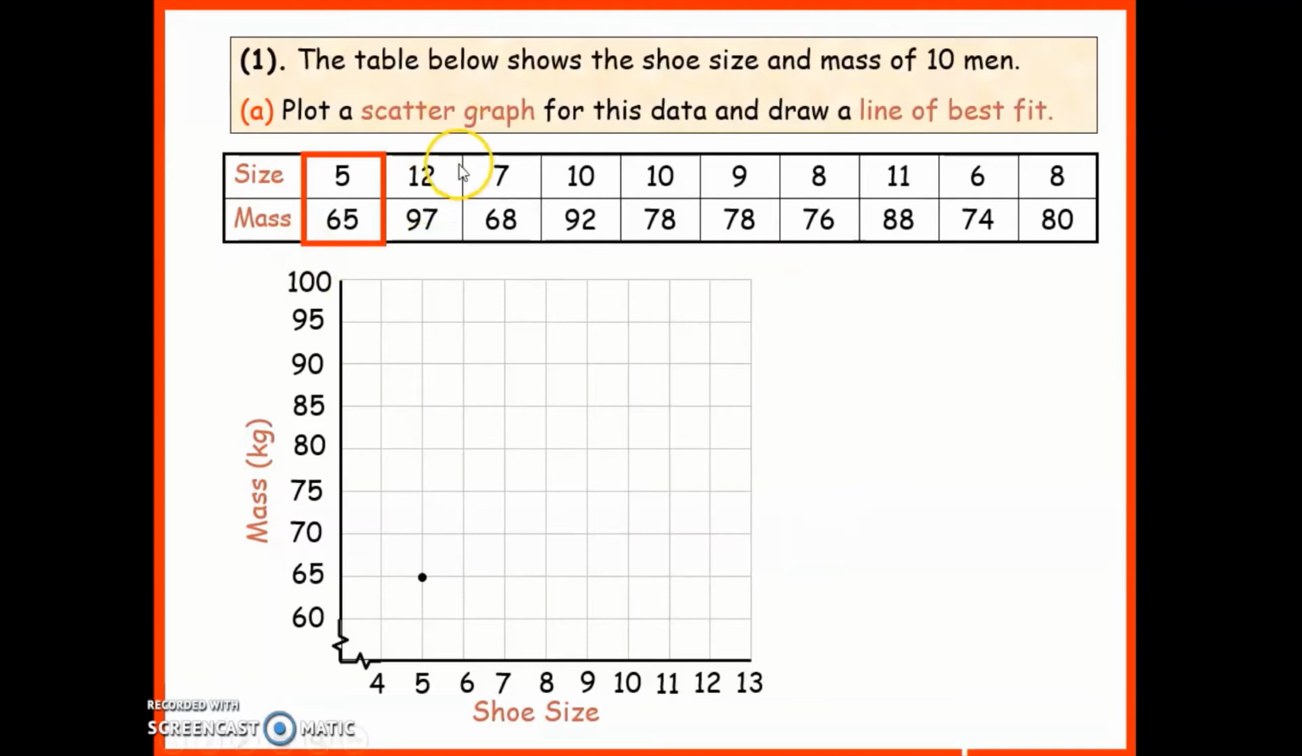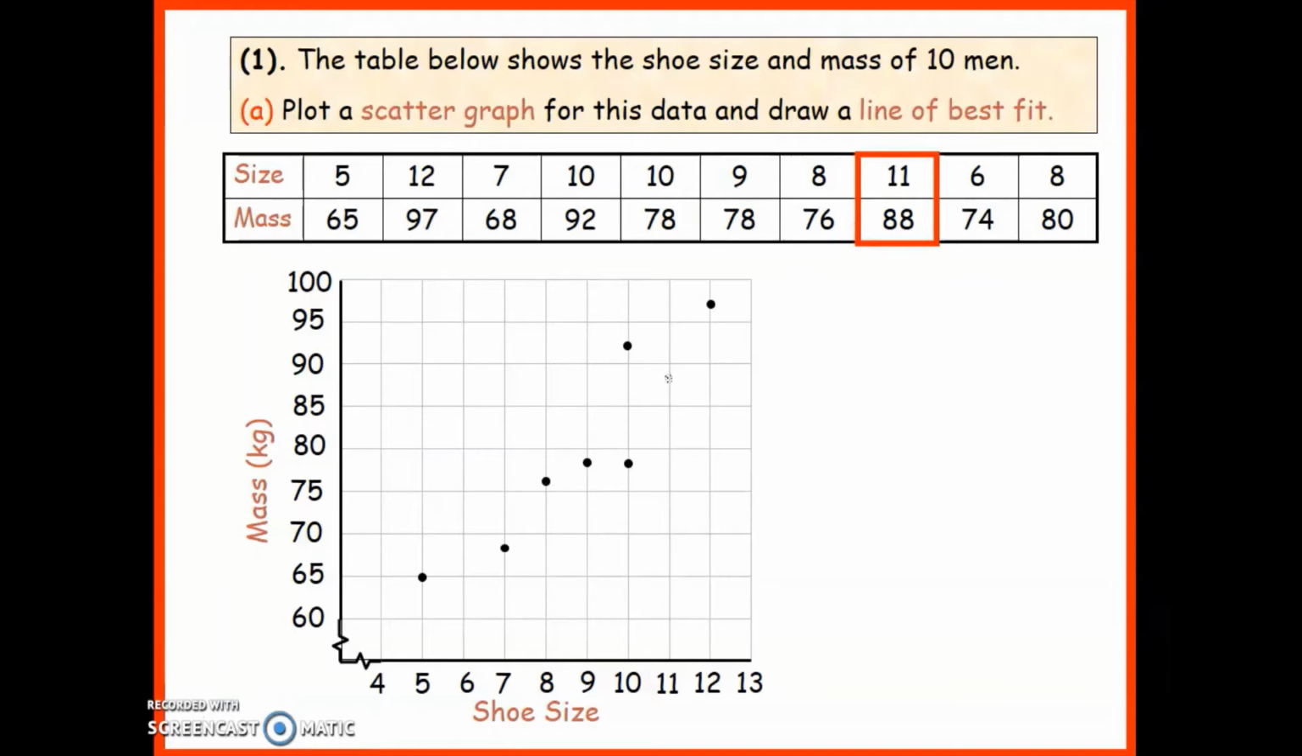The second man has a shoe size of 12, so he has much larger feet, and he is a lot heavier, 97. So we're going to go along to 12 and up to 97 and put a scatter point. For each of the remaining 8 men, we are also going to plot the scatter point at the appropriate position. Sometimes when you're plotting, you may end up with 2 scatter points in exactly the same position. That's fine.